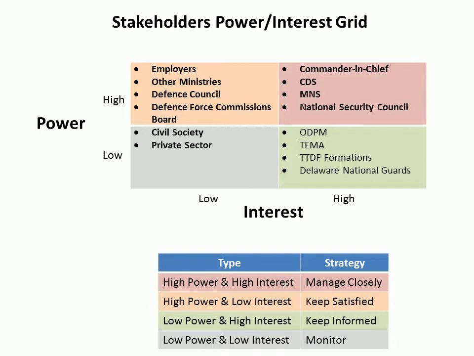ODPM and Tobago Emergency Management Agency, other Defense Force formations such as Air Guard, Coast Guard, and the Delaware National Guard, who has a twin relationship with the Trinidad and Tobago Defense Force. They are high interest but low power. Right? So those are some primary stakeholders. Then this here was a strat plan for the Defense Force Reserves, right? So the upper left quadrant: high power, low interest.